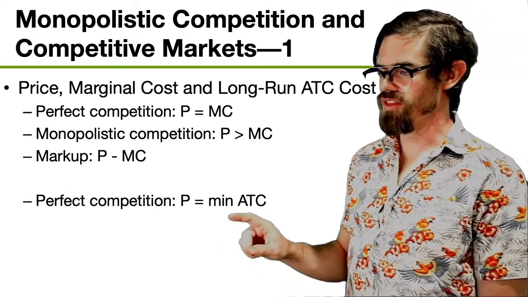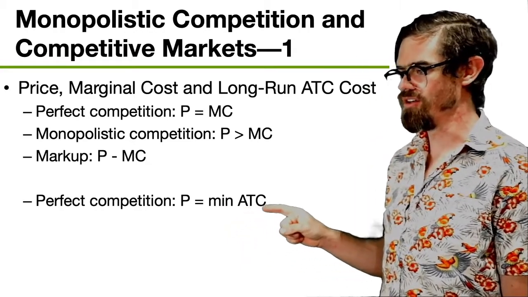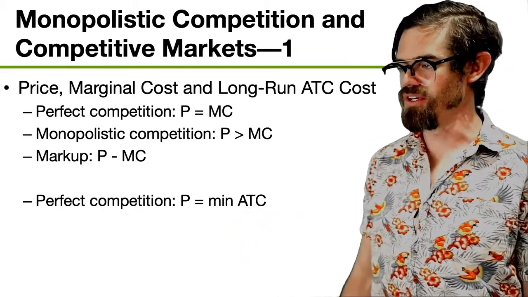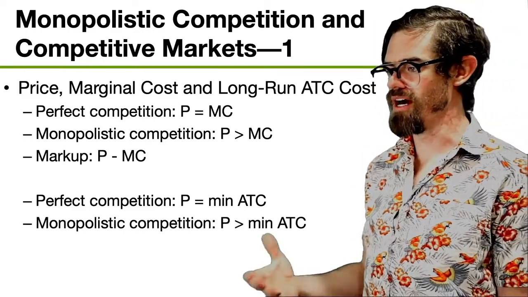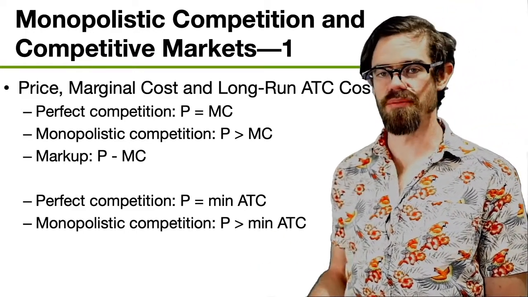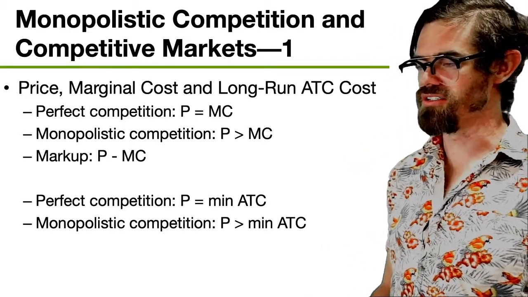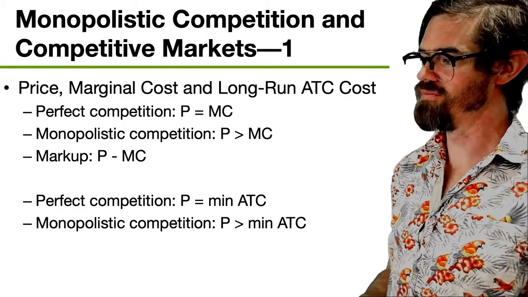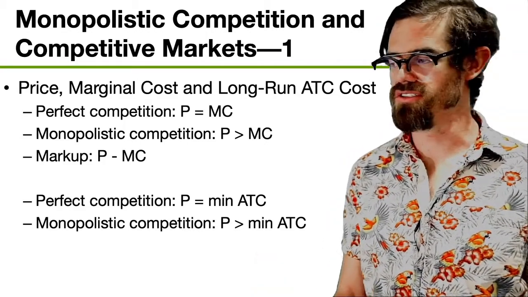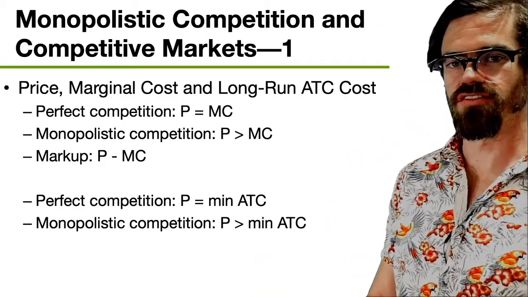Now, another comparison with perfect competition, we saw that in the long run, price ends up being equal to the minimum of average total cost. But for the monopolistically competitive firm, price is going to be greater than minimum of average total cost. So this is going to lead to some inefficiency, right? Firms aren't minimizing their costs in monopolistically competitive industries.